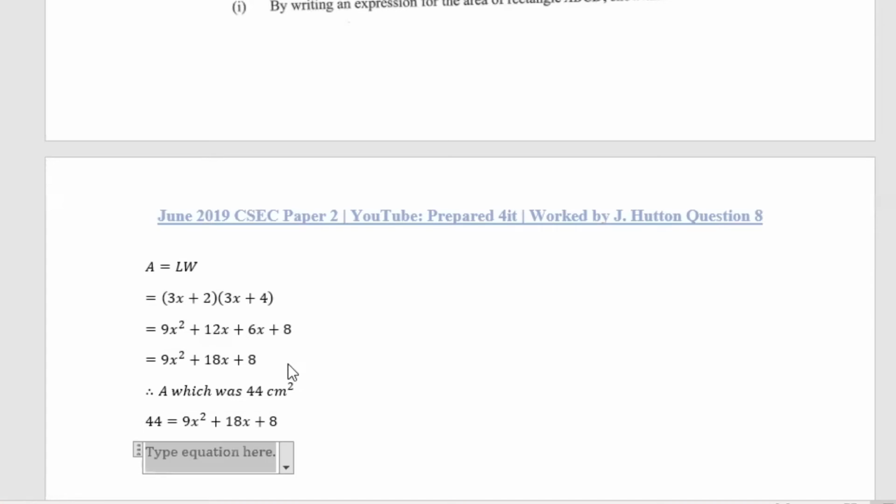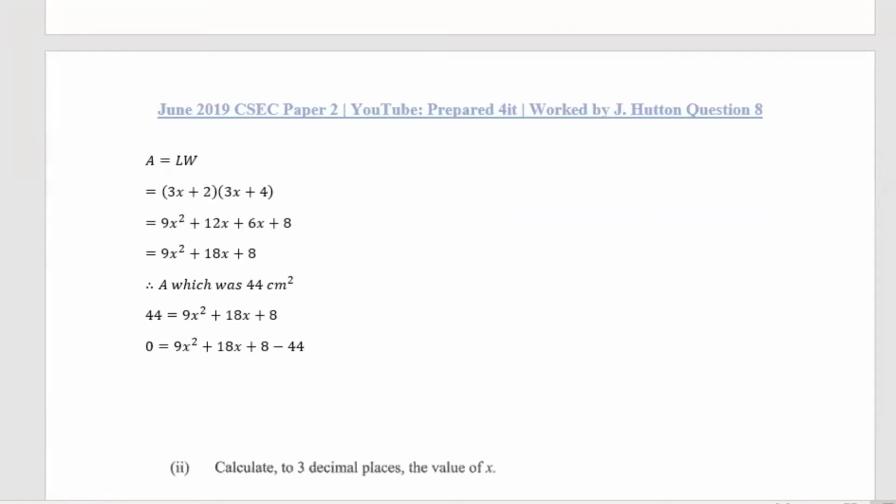So therefore, 0 is equal to 9x squared plus 18x plus 8 minus 44. As the 44 was adding here, when it comes across, it will be subtracting. So it is 8 minus 44, and we can work out that part to simplify. So therefore, 0 is equal to 9x squared plus 18x and 8 minus 44. That will leave us with negative 36.